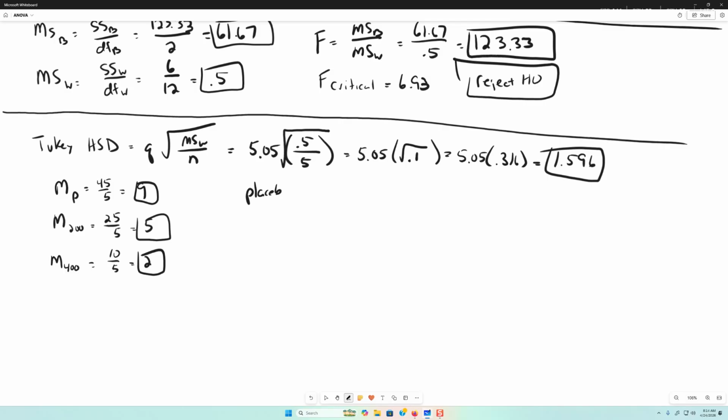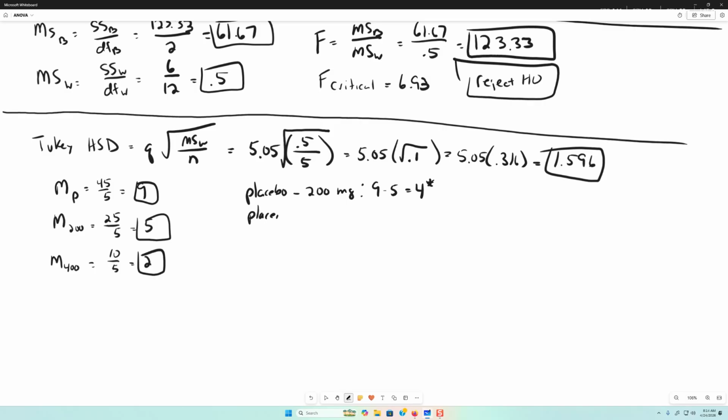Placebo compared to 200 milligrams. It's going to be 9 minus 5 equals 4. Is 4 larger than 1.596? It is. So I put an asterisk. That means it's significantly different. So placebo is significantly different than 200 milligrams of ibuprofen in terms of back pain. Because 4, the difference of means, is greater than the minimal difference for Tukey, which is 1.596. And now we do the other 2.